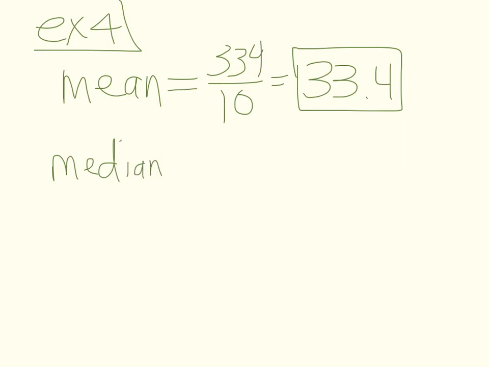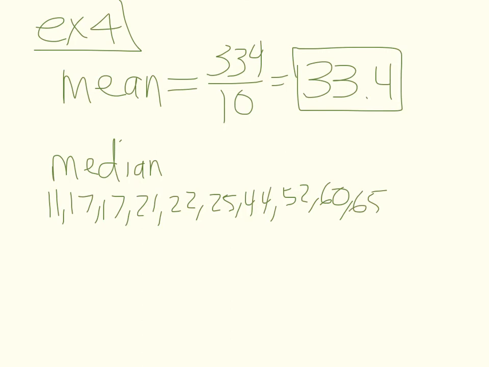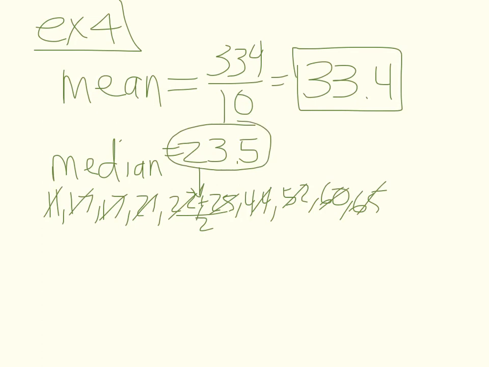Median, if we put all of those in order, we have 11, 17, 17, 21, 22, 25, 44, 52, 60, 65. Put them in order, cross off. Since there's 10, that means we'll have 2 in the middle, which there is. What is right in between 22 and 25? Well, if you know that answer, you won't have to add those and divide by 2. Right in the middle is 23.5. That's directly halfway between each. So that's a median.